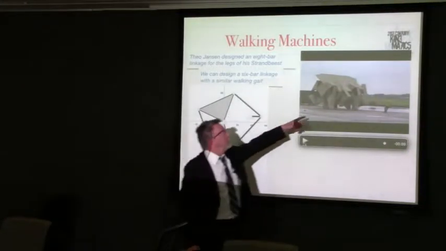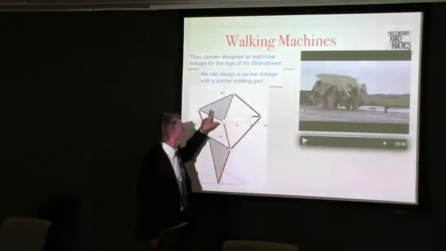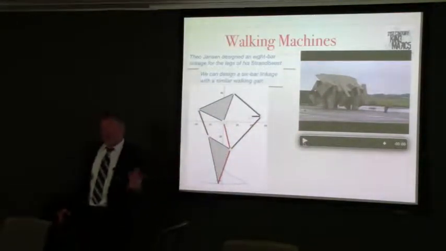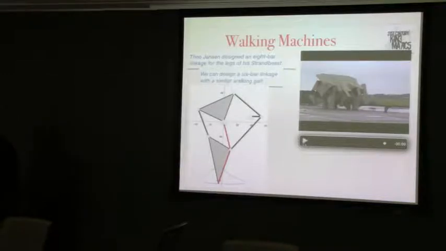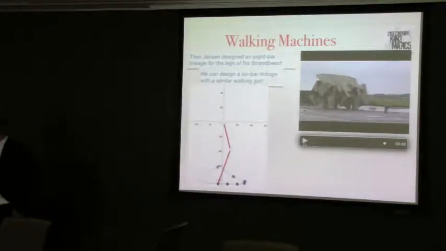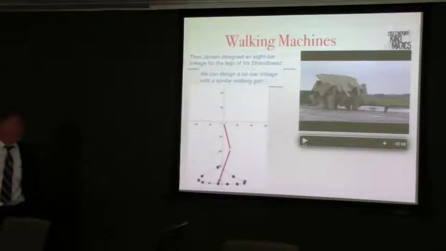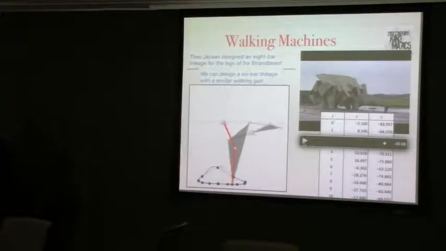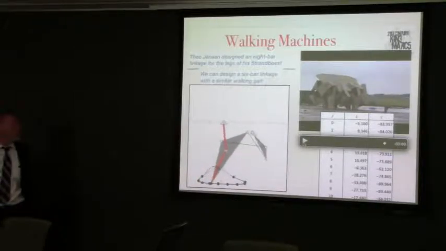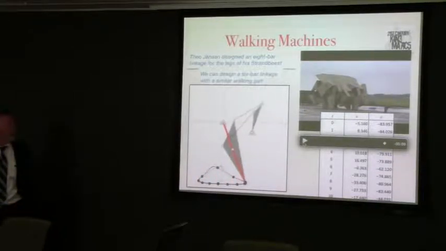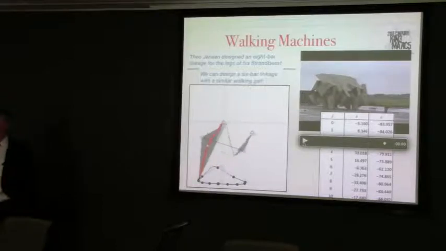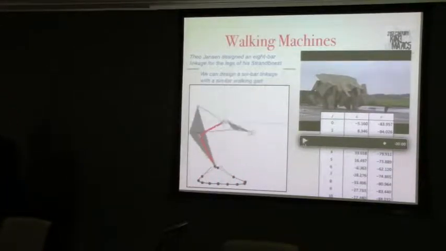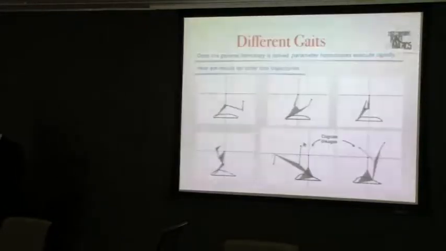This leg is what we're talking about here. So here is the leg. It's an 8-bar linkage, and this is the path of that 8-bar linkage. We're going to sample it at 11 points, and we're going to design a 6-bar linkage that accomplishes the same movement. And there it is. So what he used 8 bars to design, we're able to get a 6-bar linkage to do.